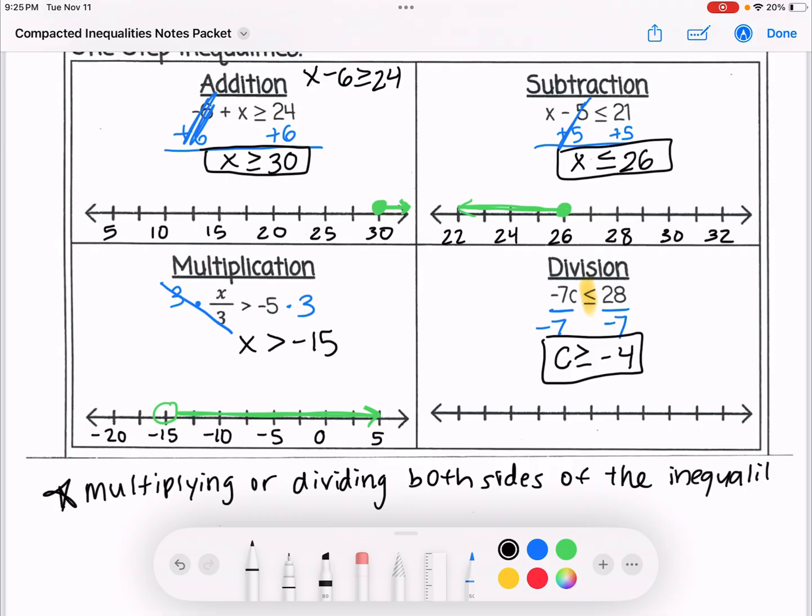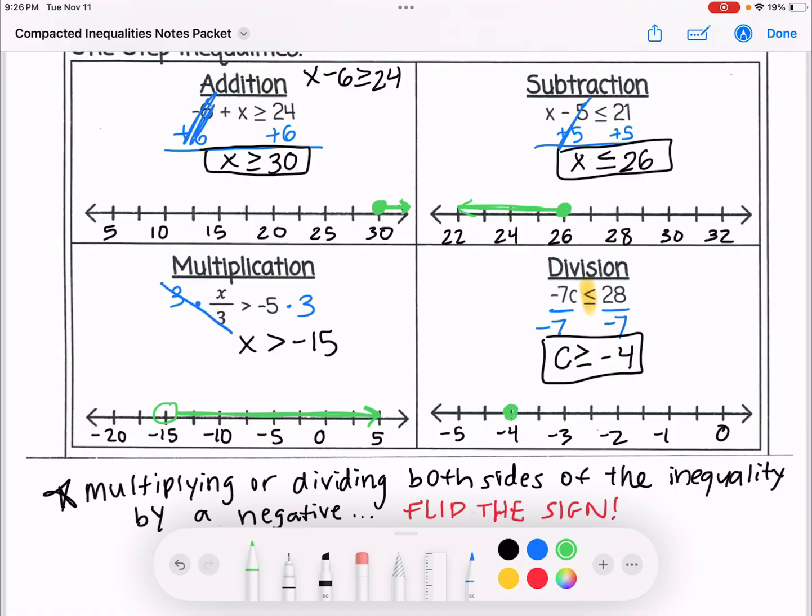I'm going to write it here, jot this down in your notes. Okay. Write that down. And now last but not least, we need to graph this. So -5. It's going to be a closed circle on -4, and I'm going towards everything that's greater than or equal to -4.